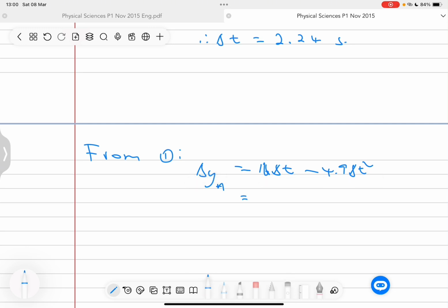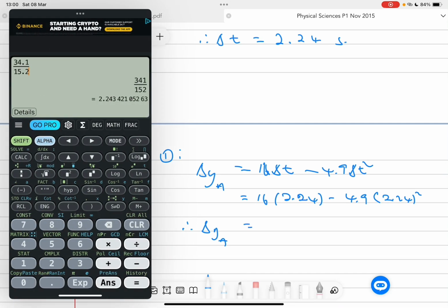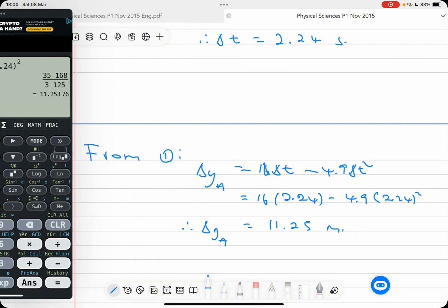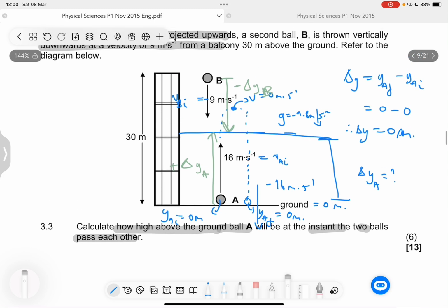So our height here, when the two balls are at the same height above the ground, would be given by 16 times the 2.24 minus 4.9 times 2.24 squared. And when we punch this on a calculator, we come up with an answer given by 11.25 meters. So that means that the height at which ball A will be when the two balls start passing each other, this one going down and that going down, would actually be defined by 11.25.